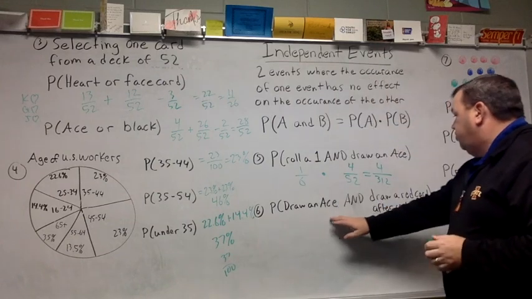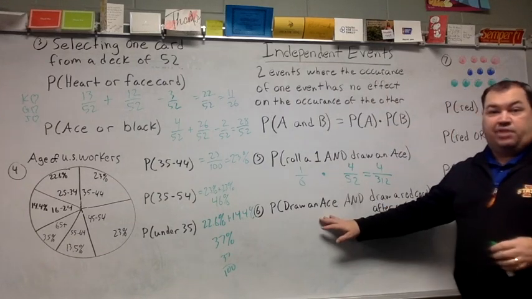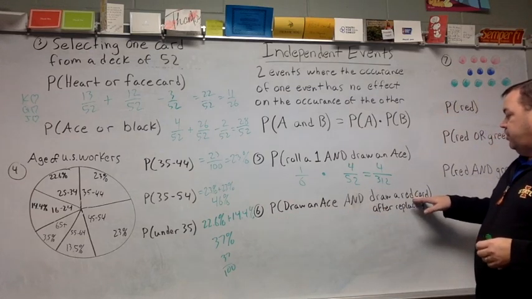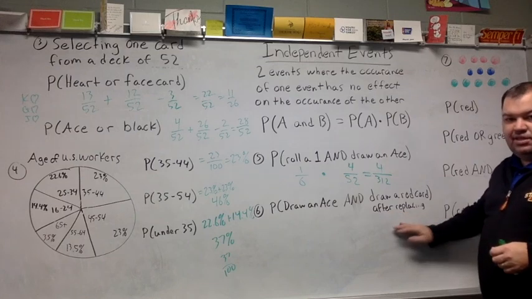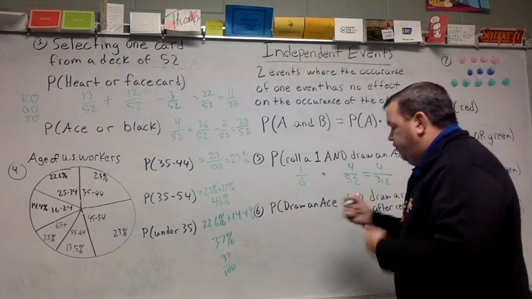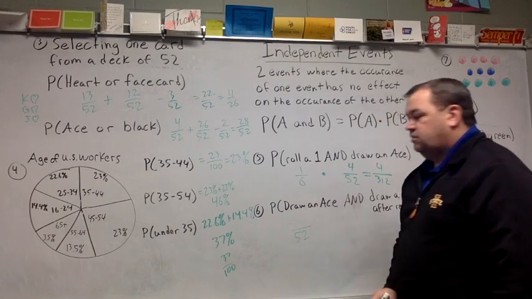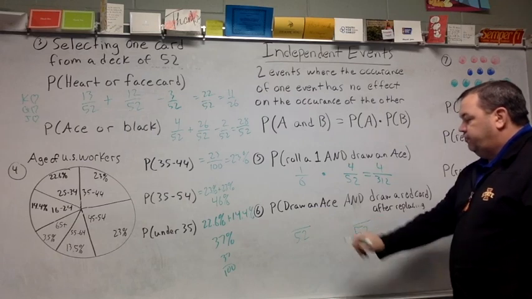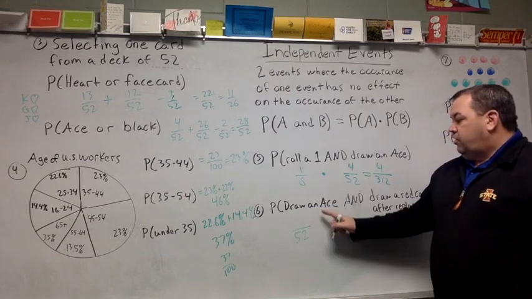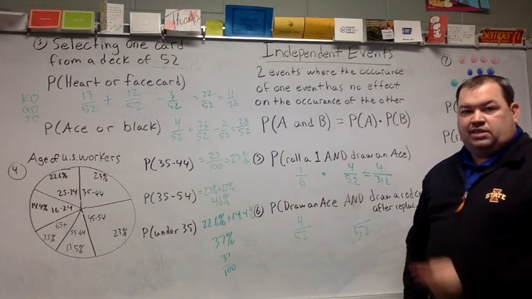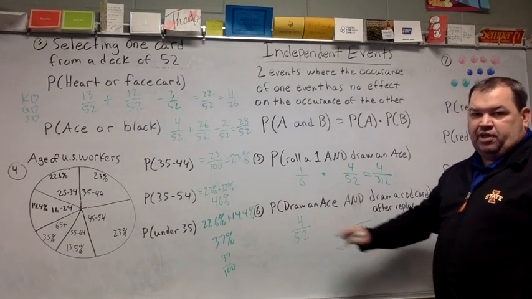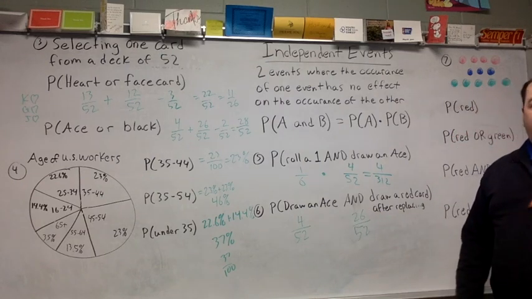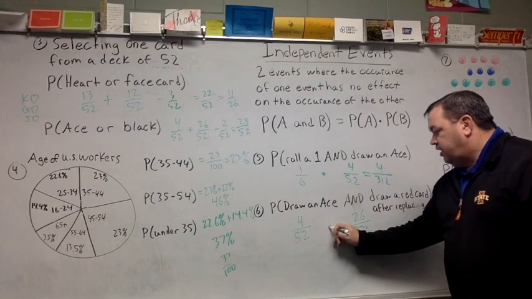Now, I put this one up here because it uses the same deck of cards. It says the probability of drawing an ace and drawing a red card after replacing. This is the key. Because on this one there are 52 possibilities. As long as I put the card back, there's still 52 possibilities. There are 4 aces. That's how I'm successful here. That's my favorable outcomes. Over here, a red card, 26. That's my favorable outcomes. These are independent events.